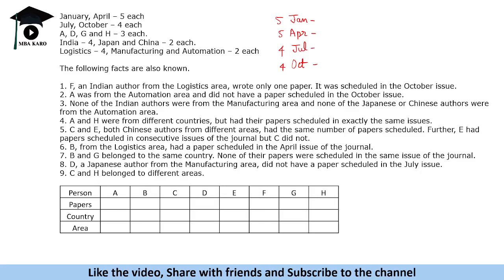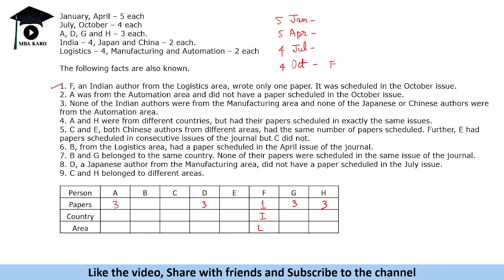F, an Indian author from logistics area, wrote only one paper. Acha, we know that A, D, G, H, let us put 3, 3 papers each. F, India, logistics, 1 paper. F, one paper, country is India, and the area is logistics. It was scheduled in October issue, right? So F has publication in October. So this is how we will keep filling point by point.